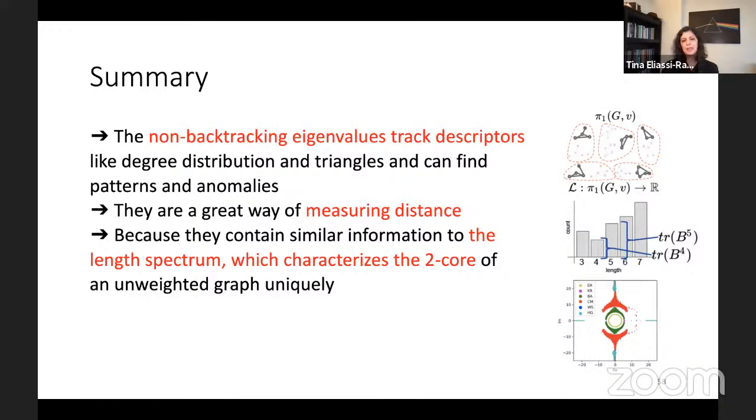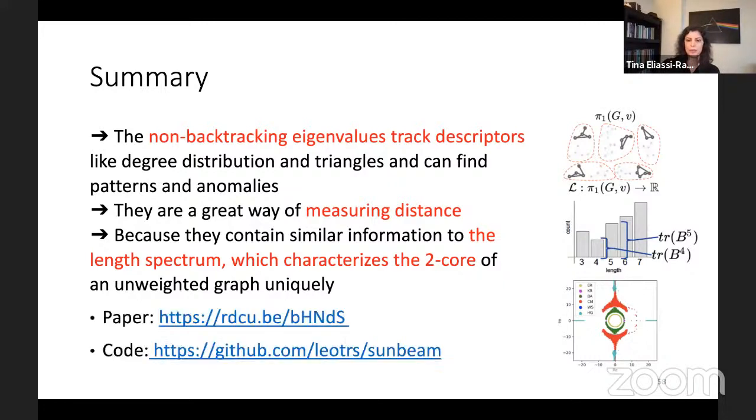The non-backtracking distance is a nice way of measuring distance. It has some theory behind it. And the theory behind it is this length spectrum, which characterizes the 2-core of the unweighted graph uniquely up to isomorphism. The paper is at that link. And you can download Leo's code as well.